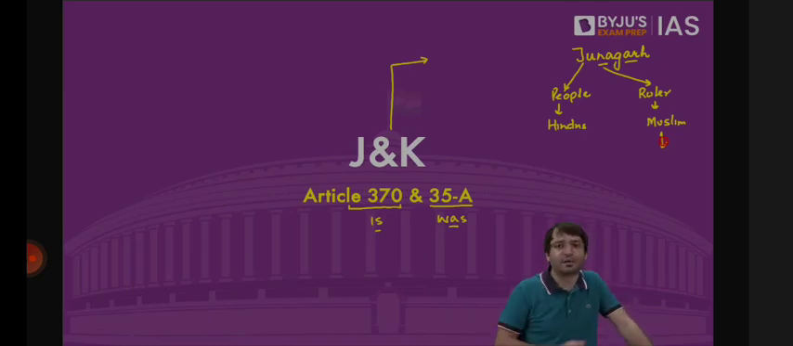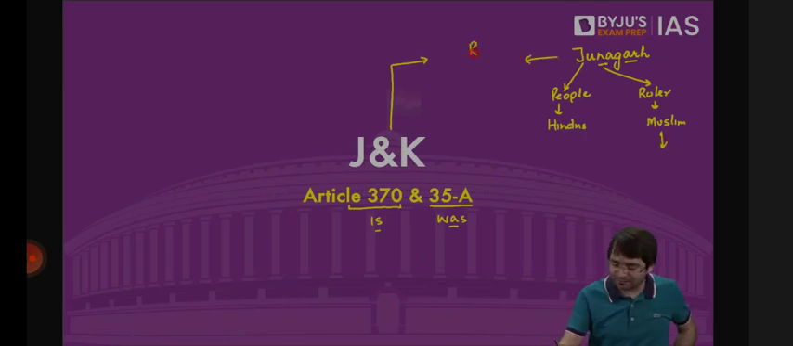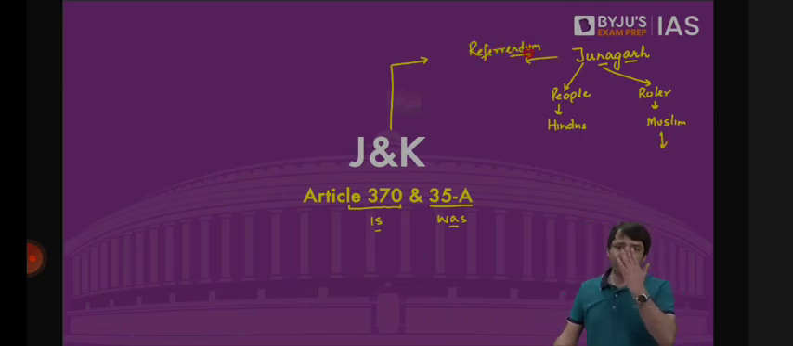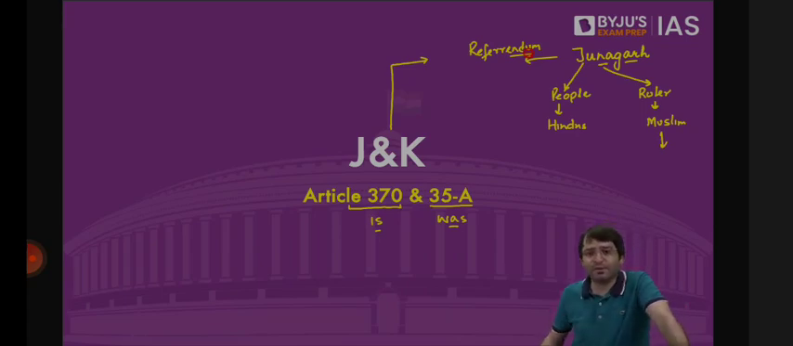And ultimately in Junagadh, there was a referendum. Referendum in the sense that the people of Junagadh were asked, where do you want to go? Do you want to stay in India or do you want to join Pakistan? An overwhelming majority of people voted in favor of India, and Junagadh became part of India.